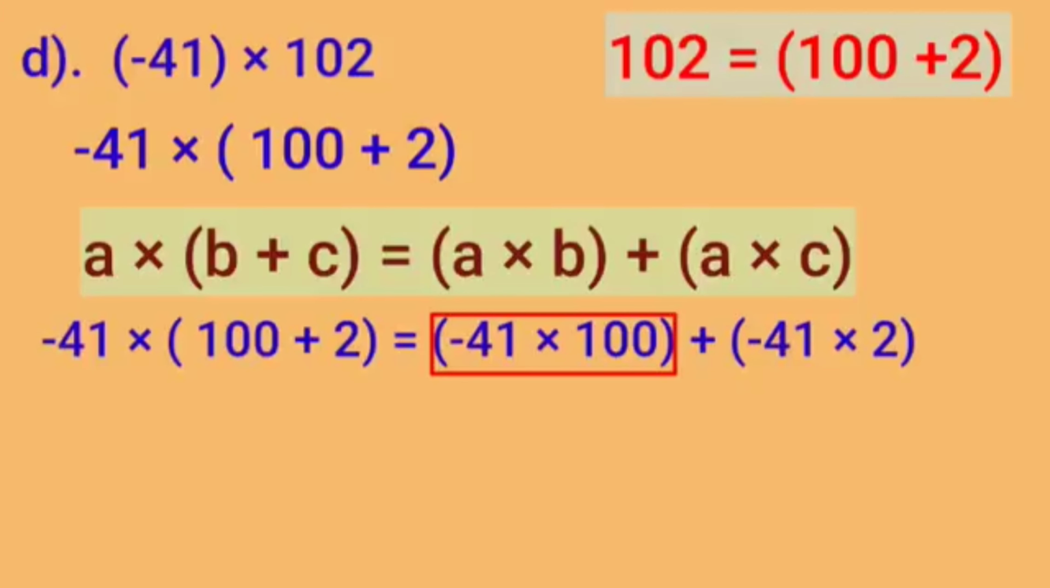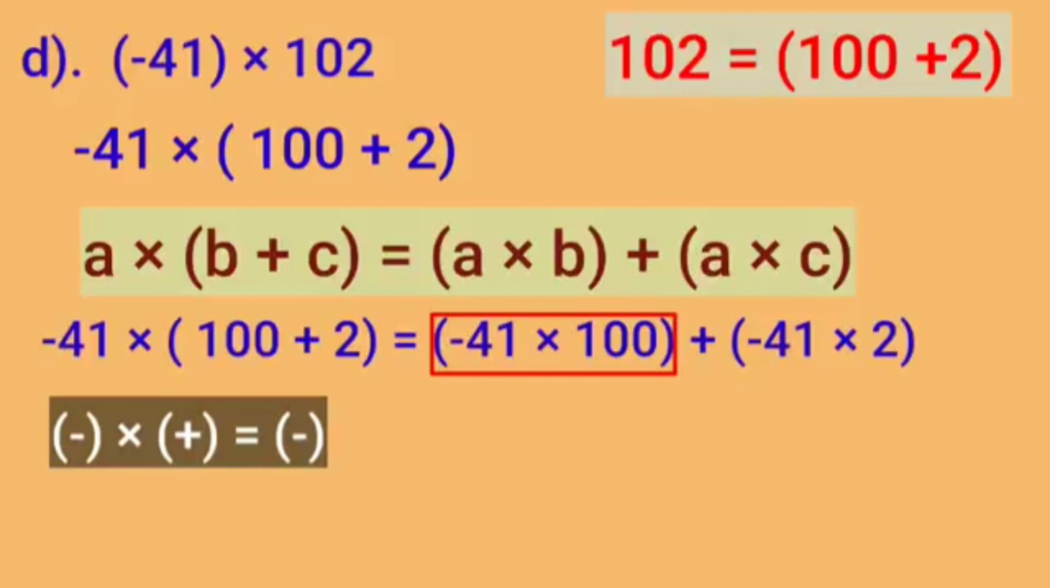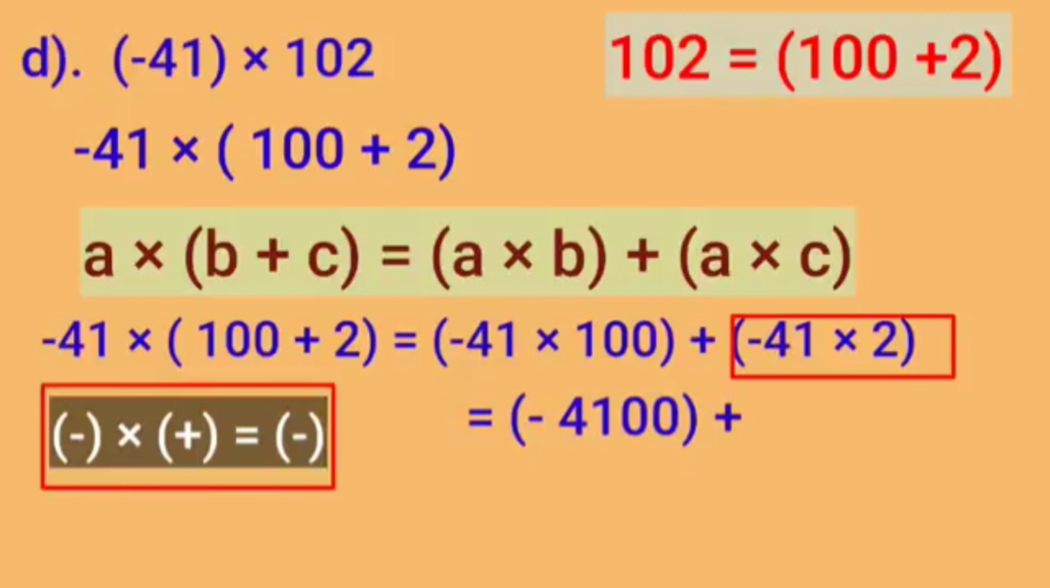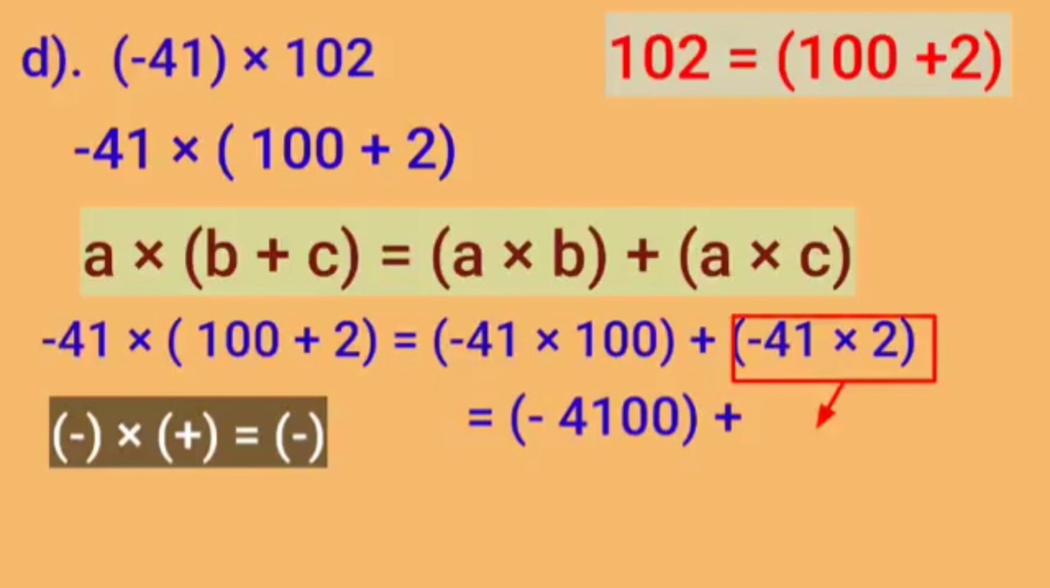Next step, multiply minus 41 by 100. According to the rule of the multiplication of integers, minus into plus is equal to minus. So minus 41 into 100 is minus 4100 plus. Next multiply minus 41 by 2. According to the rule of the multiplication of integers, minus into plus is equal to minus. So minus 41 into 2 is minus 82.